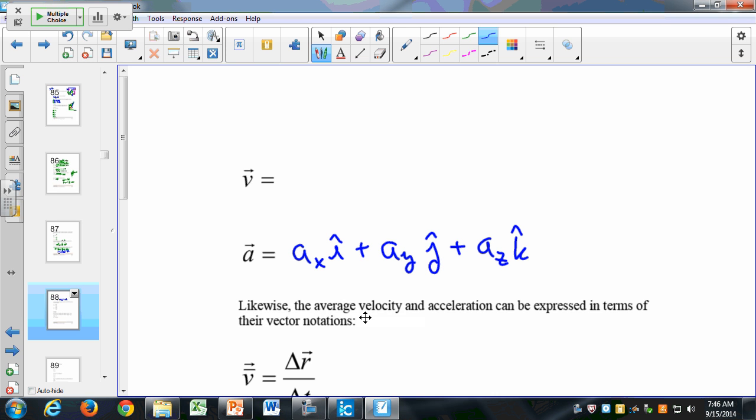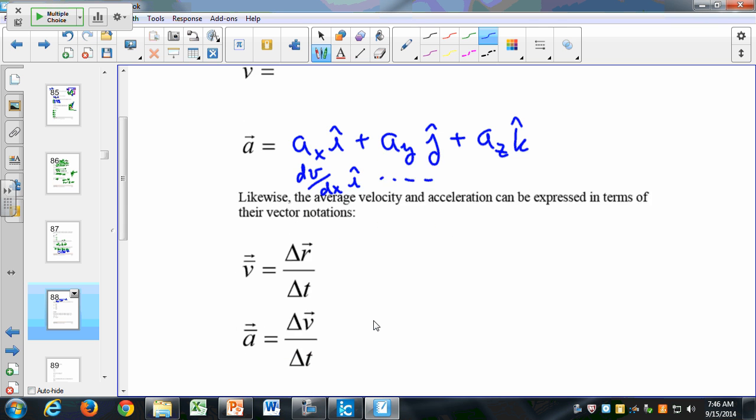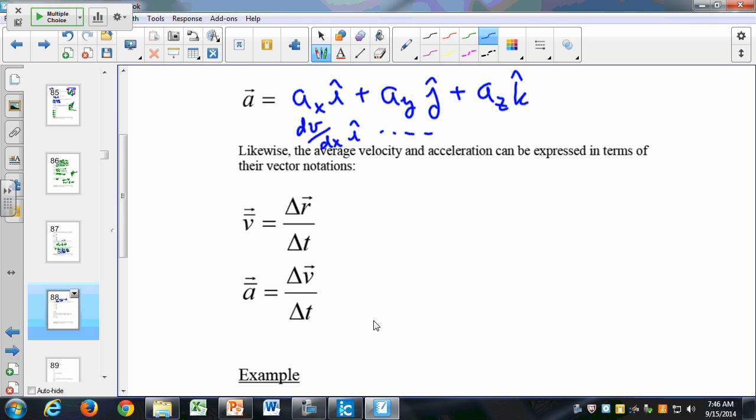Or you could also express them as dv/dx, the i, dot, dot, dot. Same for the j and the k. You can do this for your average velocity and our average acceleration, but I'm not going to write it out here. But you can write them out in our vector notation as well.